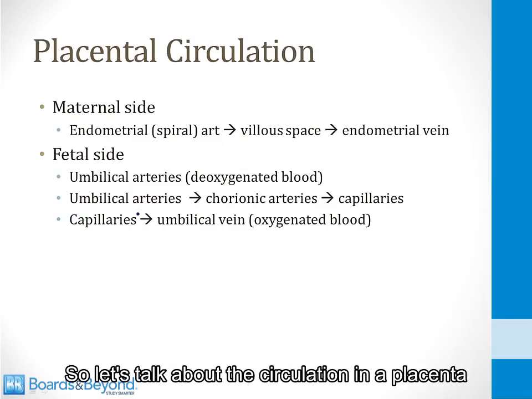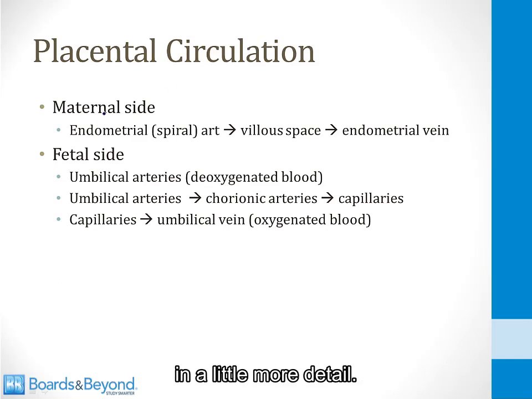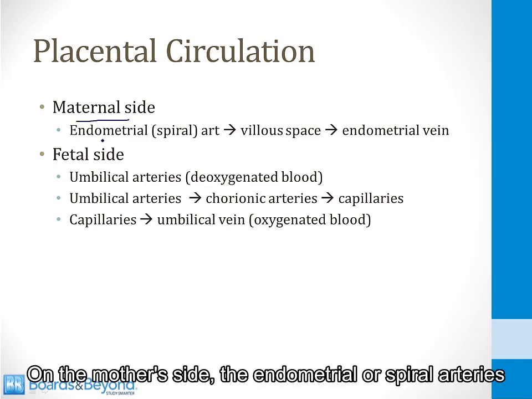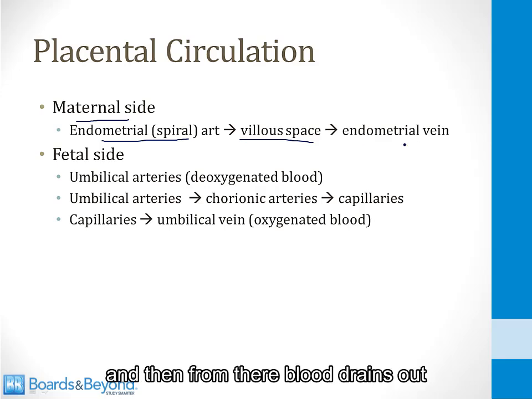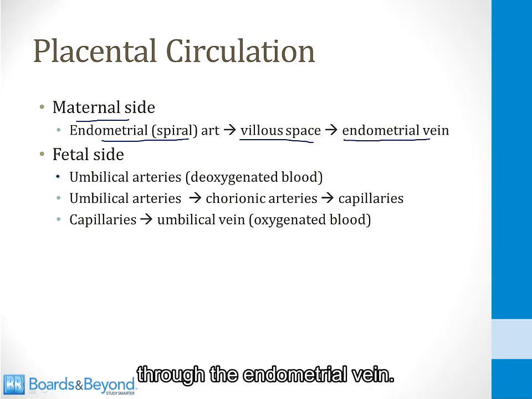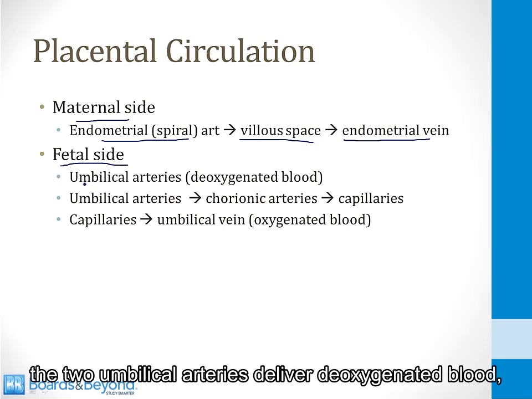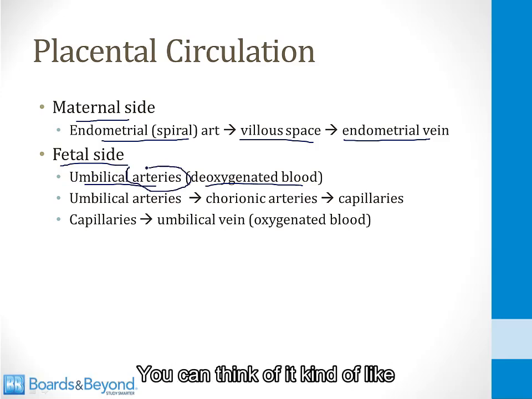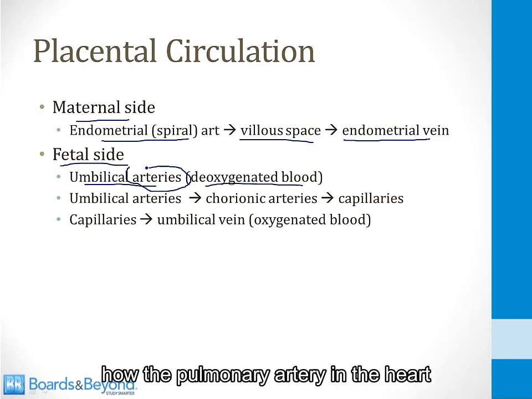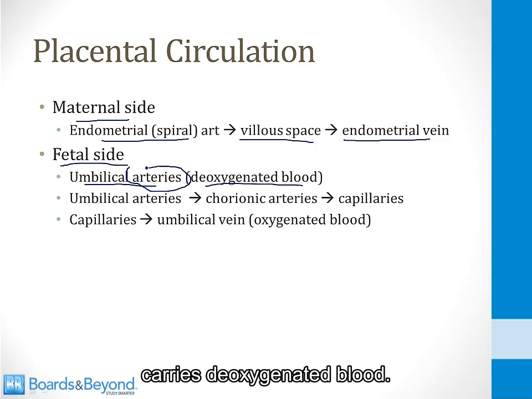So let's talk about the circulation in the placenta in a little more detail. On the mother's side, the endometrial or spiral arteries deliver blood to those villus spaces, and then from there blood drains out through the endometrial vein. On the baby's side, the 2 umbilical arteries deliver deoxygenated blood. Even though it's called an artery, in the baby it carries deoxygenated blood. You can think of it kind of like how the pulmonary artery in the heart carries deoxygenated blood.